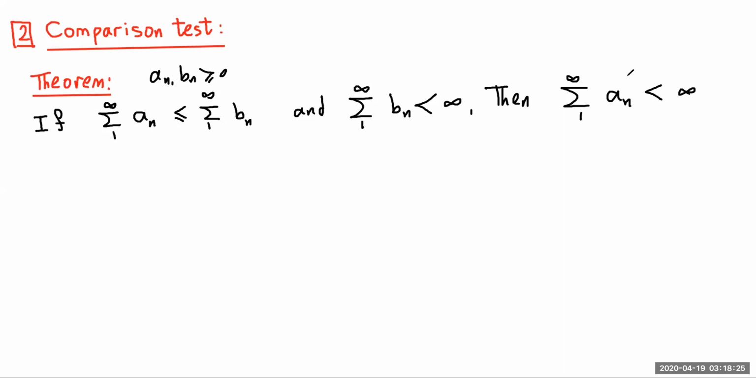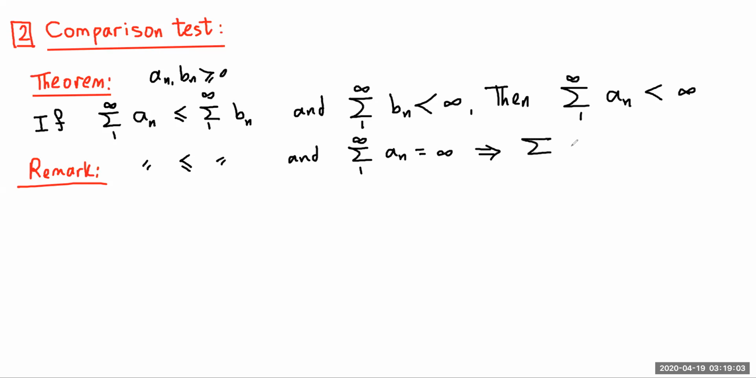Okay, let's write a remark here. Now, if we suppose that this condition is correct, that an is less than or equal to bn, and let's suppose that sigma an equals infinity, or sigma an diverges. Because the smaller one is infinity, this one also will be infinity, because it's bigger or equal to infinity. So sigma bn from 1 to infinity diverges.